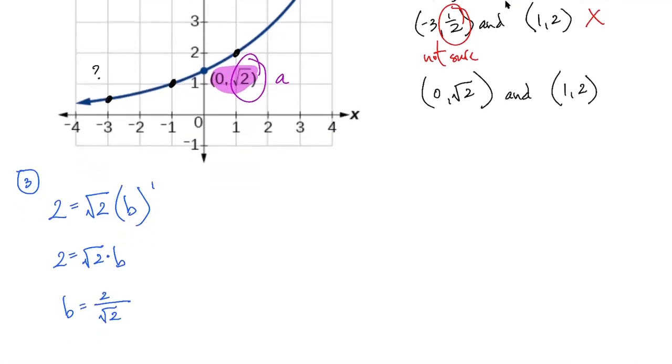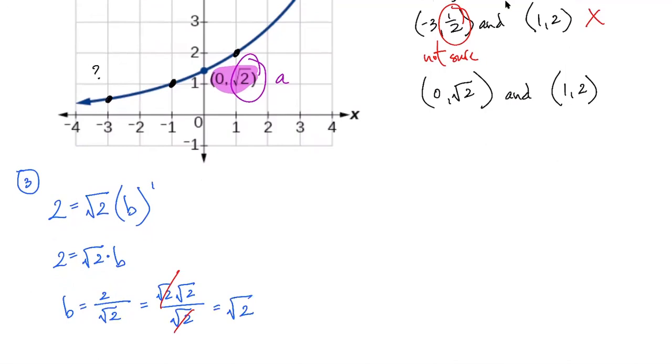Okay. Which, actually, if I write 2 as root 2 times root 2, and I have root 2 down here, then I can go ahead and reduce one of them, and I'll get root 2 as my b value. Okay.